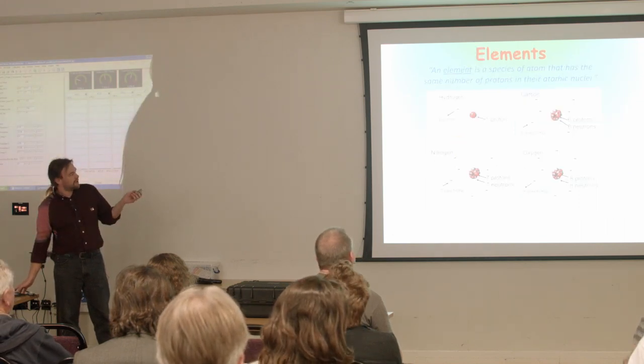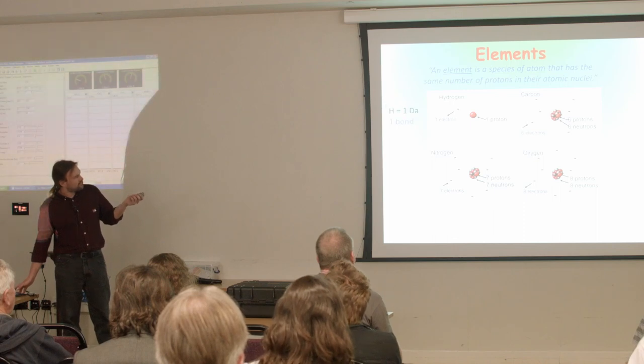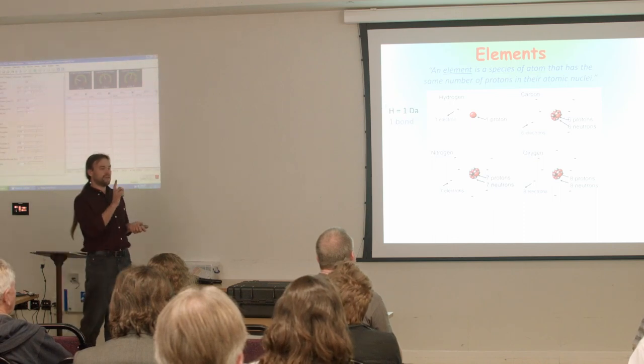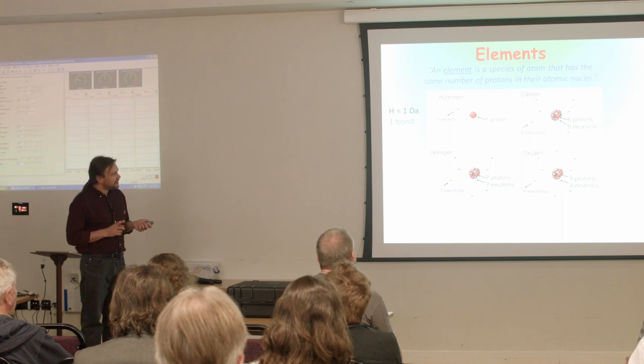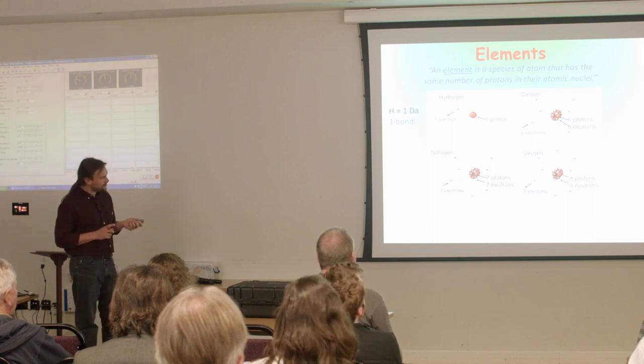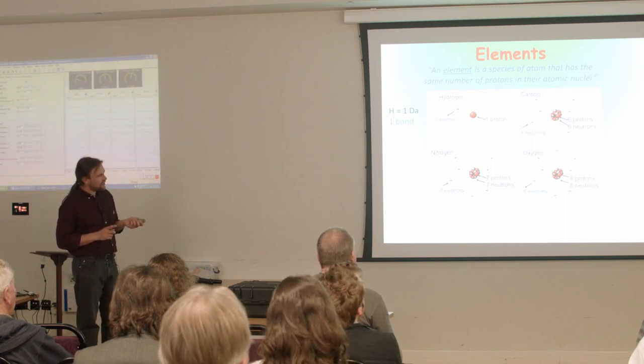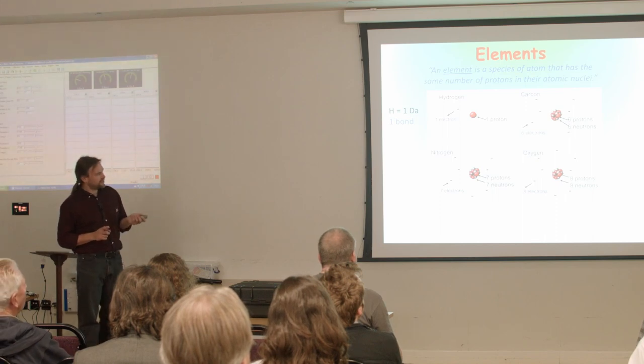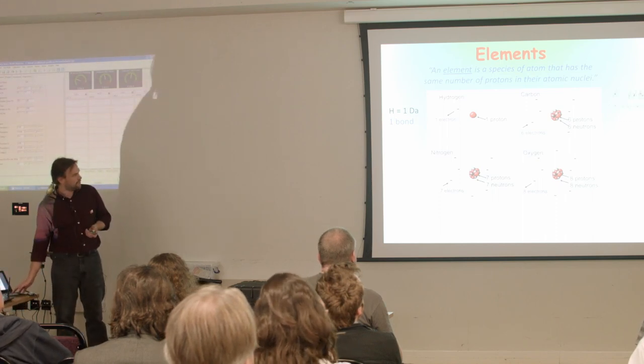So then we move on to elements. So we have hydrogen, which is one proton, so that's an atomic number of one. Carbon has six protons, six neutrons, nitrogen has seven, and oxygen has eight. We'll see that in more detail when we move on to the periodic table.